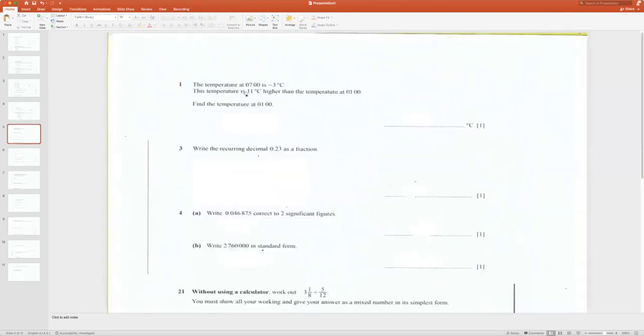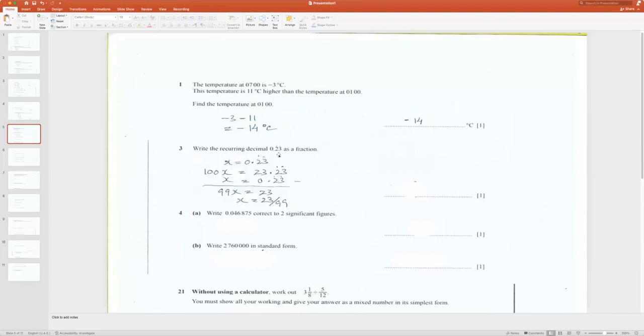The temperature at 7 is minus 3 degrees centigrade. This temperature is 11 degrees higher than the temperature at 1. Find the temperature at 1. 11 degrees. Minus 3 minus 11. So minus 3 minus 11 is minus 14. That is the temperature at 1 o'clock. We can draw a number line to understand this.